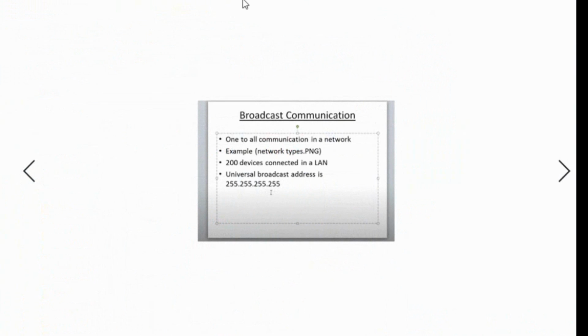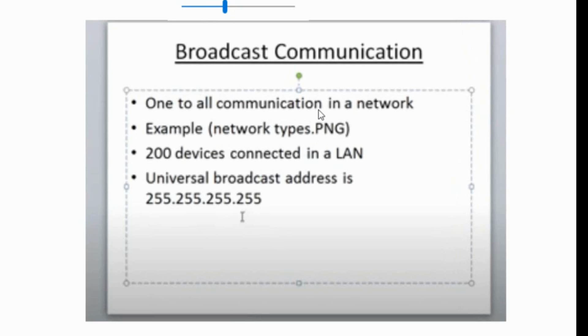Now we're going to come to broadcast. Broadcast communication is one-to-all communication in a network. Example: 200 devices connected in a LAN. The universal broadcast address is 255.255.255.255. Obviously I explained a while ago the subnet mask of 255, which is all bits on. So I just mentioned here the universal broadcast address. So suppose now, how does the broadcast work?